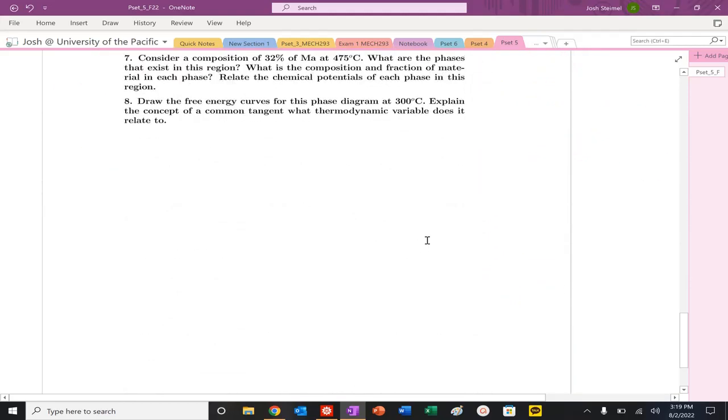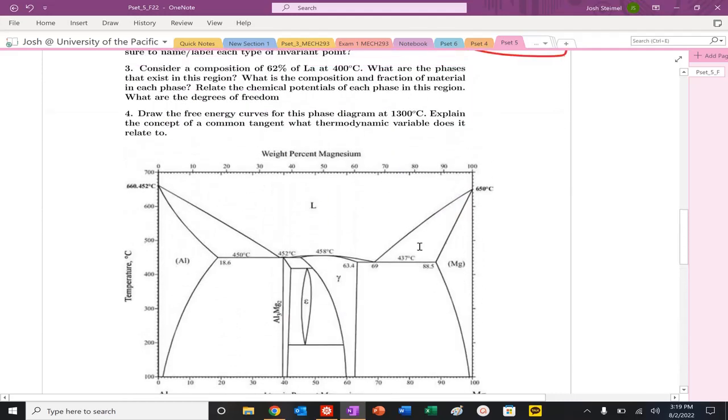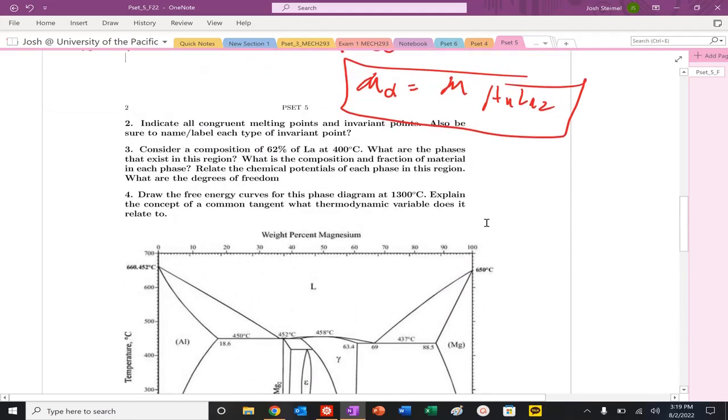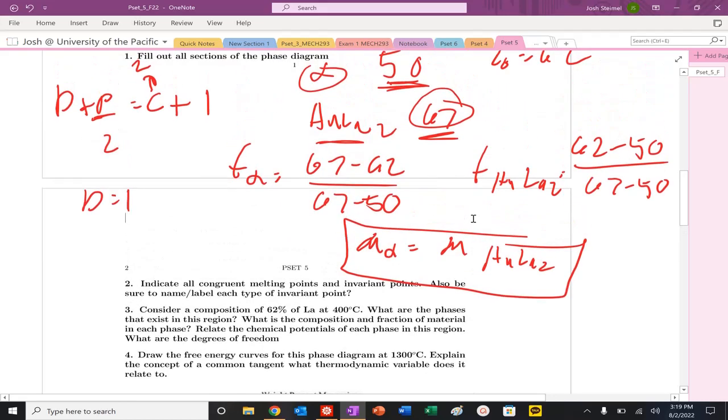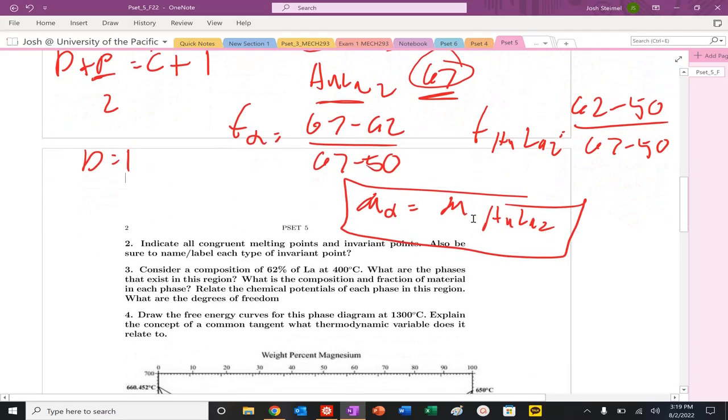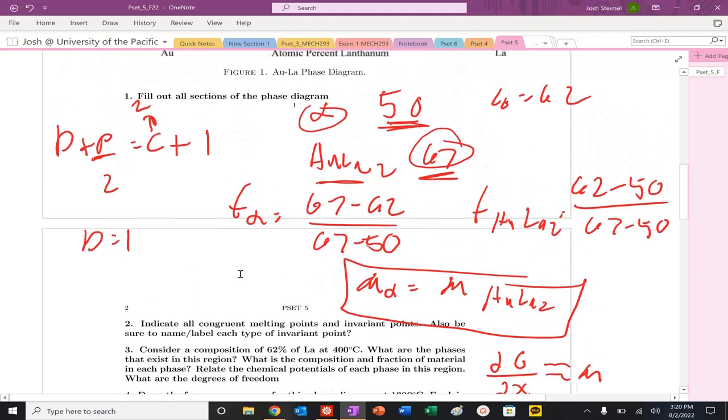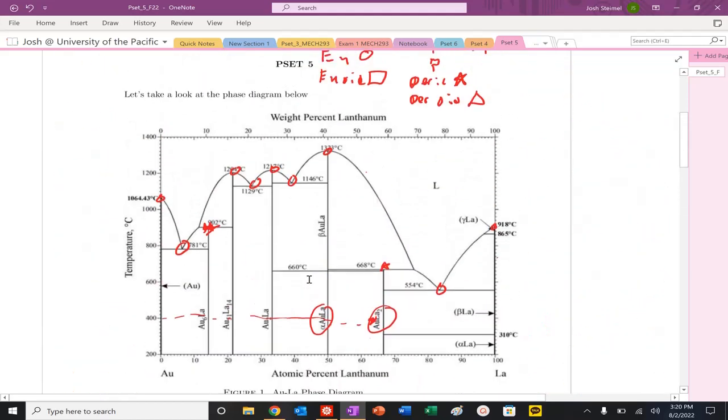Draw free energy. Oh no, I can't believe I asked you all this question, but let's go ahead and do it. Draw the free energy curves for the phase diagram at 1300 C. Explain the concept of a common tangent and what thermodynamic variable it relates to. Remember, the common tangent is essentially describing the slope, dG divided by dx, the partial derivative as a function of x the mole fraction, which you could approximate as my chemical potential. If I'm in a two-phase region, my chemical potentials are equal, thus I need to have the slopes be equal.